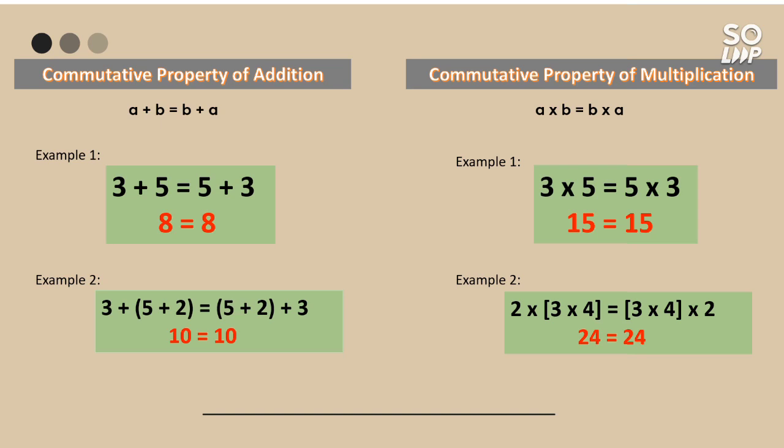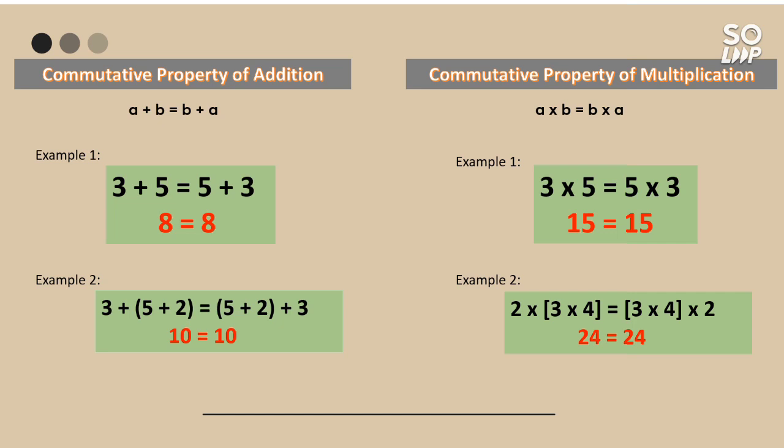Let's have another example. 2 times the quantity 3 times 4. Pag gagawin natin commutative property, mauuna si the quantity 3 times 4 kasi nakagroup ito, at isusunod si times 2. So, pinagpalit natin yung order nila. Let us see if commutative property is true under multiplication.